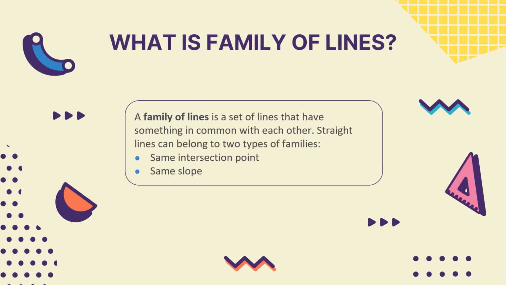What is a family of lines? It is a cluster of straight lines that have something familiar with each other. Straight lines can belong to two types of families: those that have the same intersection point and those having the same slope. Let's have a brief on this topic.